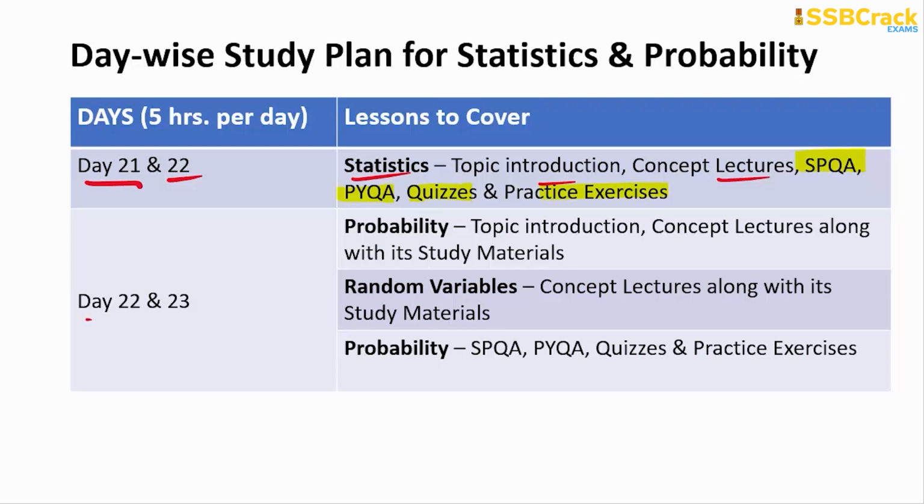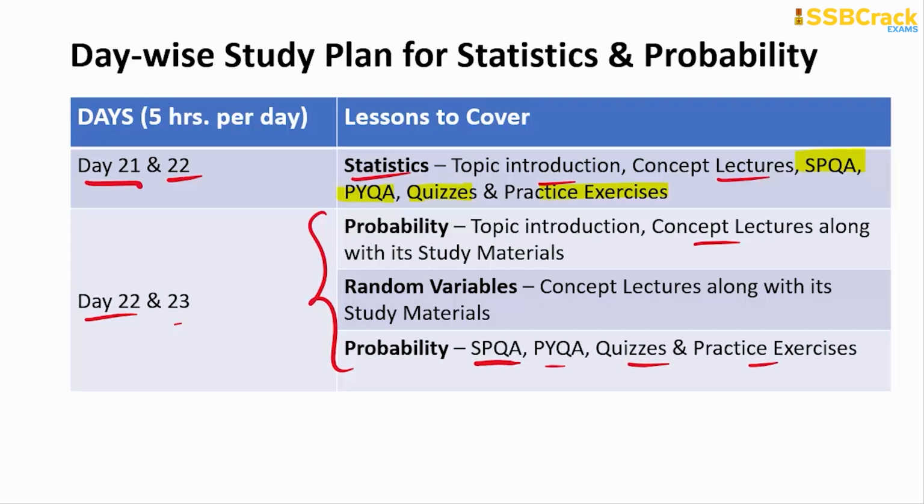So from the remaining 2.5 hours of day 22 and the 5 hours of day 23, you are sitting and preparing for the topic of probability. You can go through the concept lectures in detail. Those will be short lectures, just to give you an idea of the concepts of probability: how to calculate the probability of an event, the multiple criteria, conditional probability, and Bayes theorem, the important theorem-based questions you will encounter in your NDA exam. So go through those lectures, understand the concepts, and be confident enough on day 23 to study and understand SPQA and PYQA. Attempt the quizzes and practice exercises for better practice.